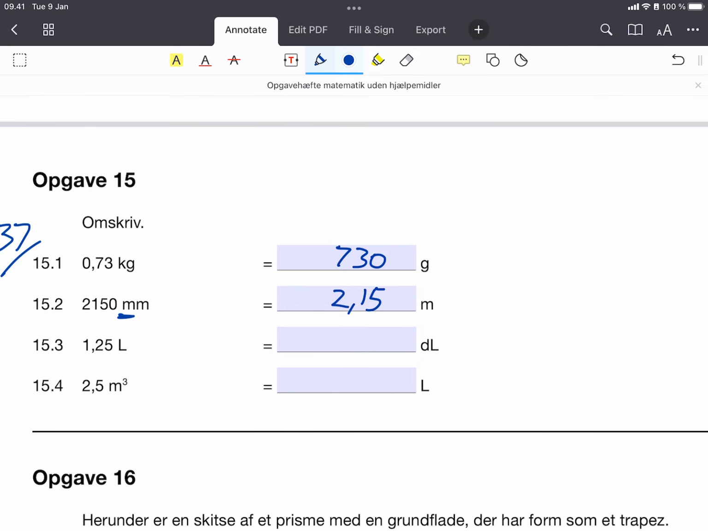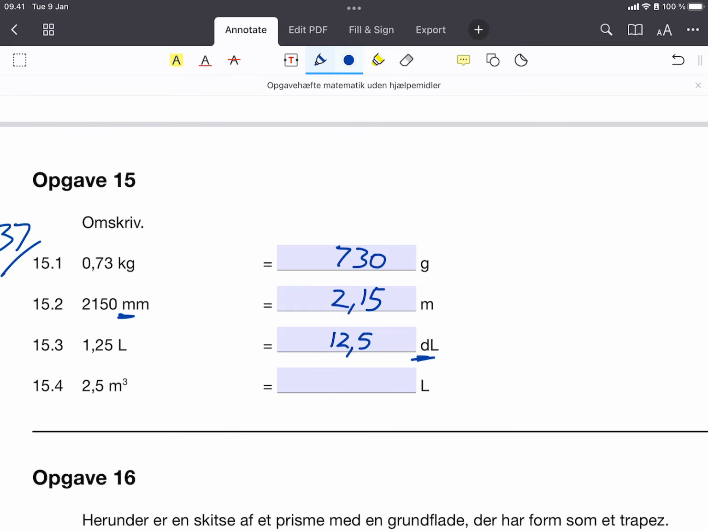1.25 litres in deciliters. Anything with deci is 10. There's 10 deciliters in a litre. A deciliter is smaller than a litre, so you expect there to be more of them. So it's multiplied by 10 rather than divided by 10. 12.5 deciliters. And then 2.5 meters cubed in litres.